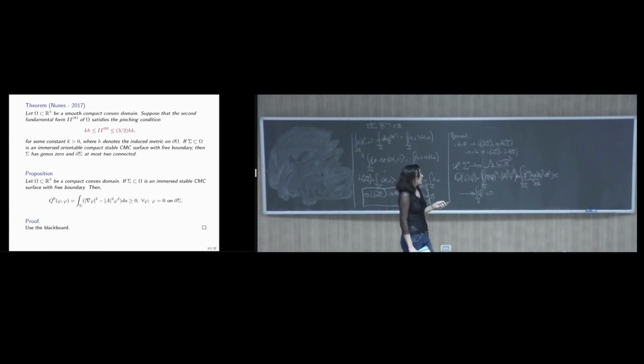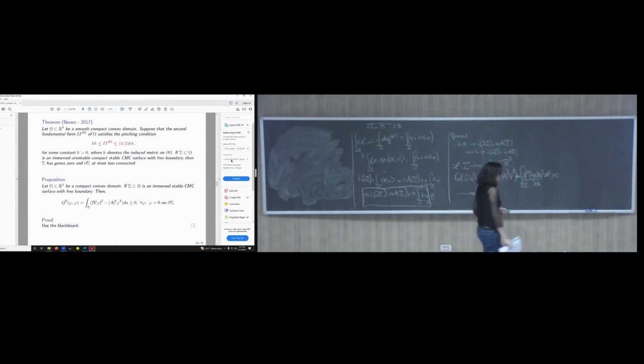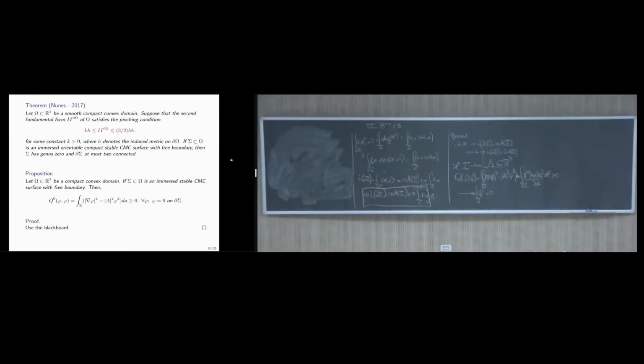If you have Omega a compact domain in the Euclidean space, and if you have sigma immersed in this domain, and suppose that sigma is stable, CMC, with free boundary, then what do they prove? They prove that this is bigger than zero. But you can ask me what is the difference between this expression in the proposition and this expression here in the blackboard.